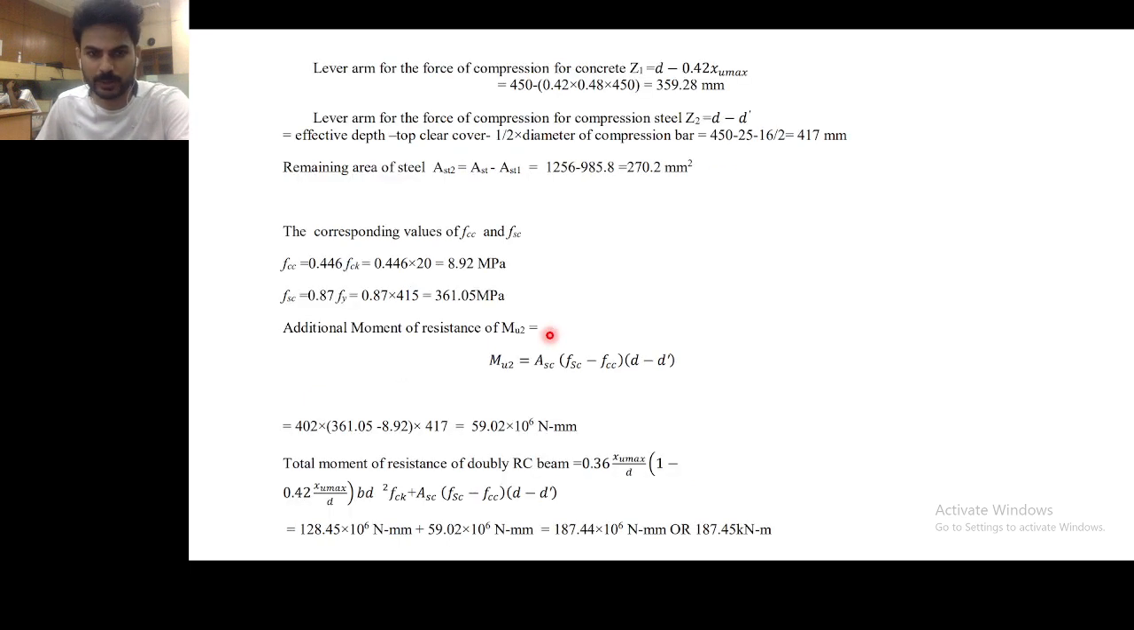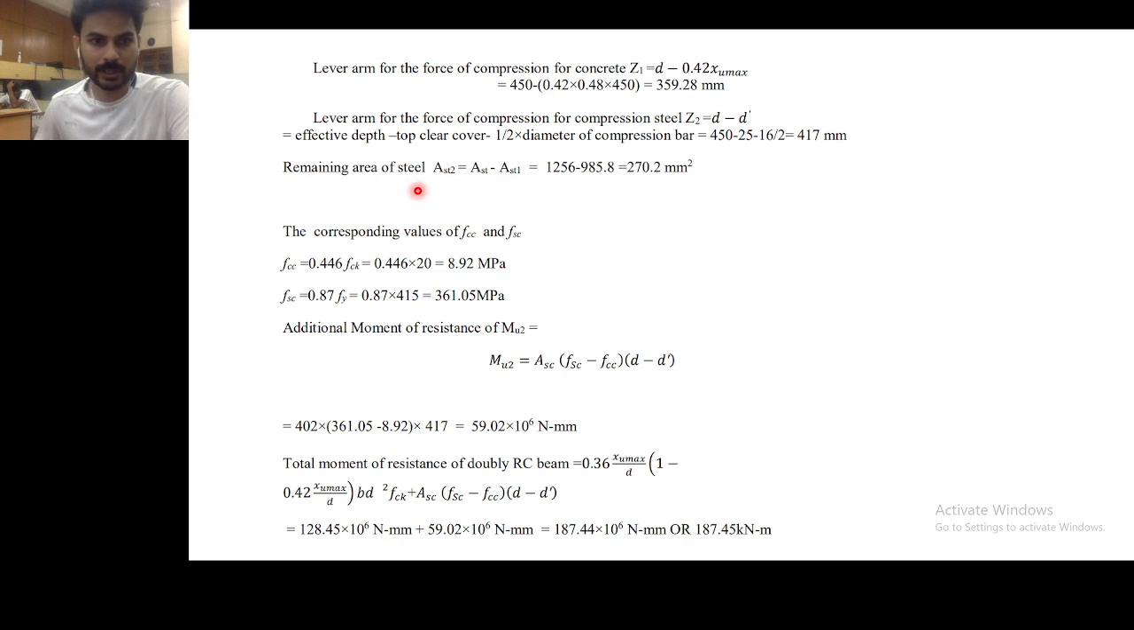Then this also we have discussed. So the lever arm also we have calculated now. And the effective depth you can directly calculate: effective depth minus the top clear cover minus 1/2 diameter of compression bar, that we can directly calculate here.